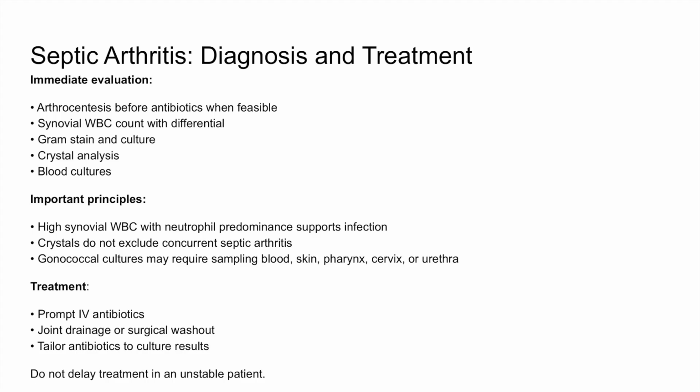A high synovial white cell count with neutrophil predominance supports infection, but no single cutoff is perfect. Finding crystals does not exclude simultaneous septic arthritis. Treatment requires prompt IV antibiotics plus drainage of the infected joint. If the patient is unstable, begin treatment immediately rather than waiting for aspiration or culture results.